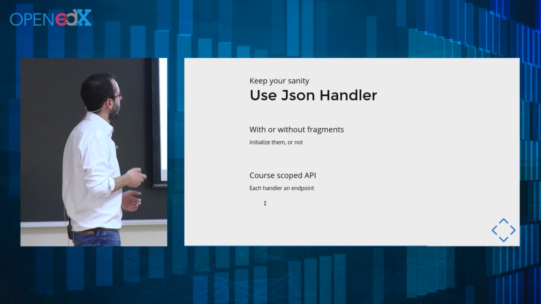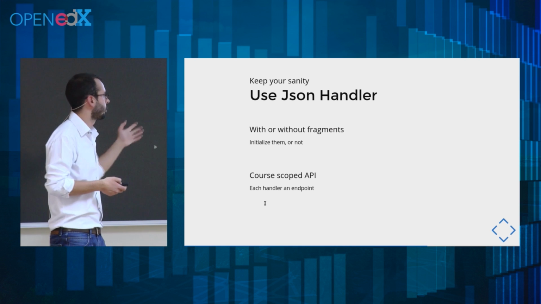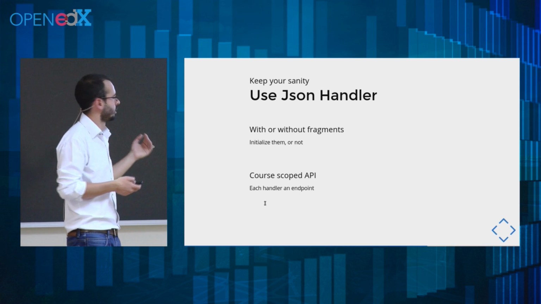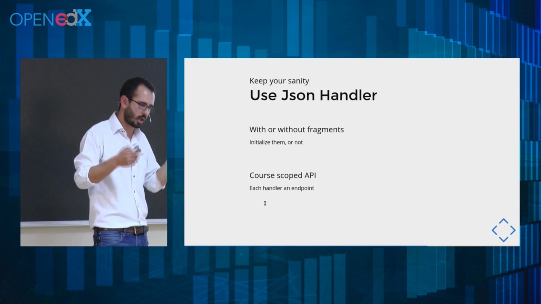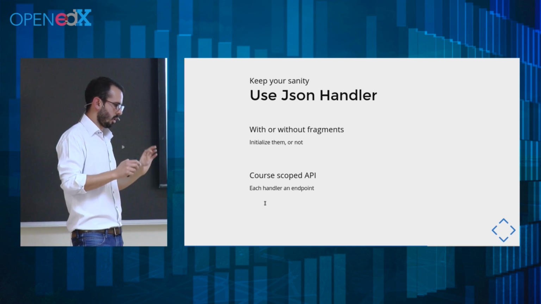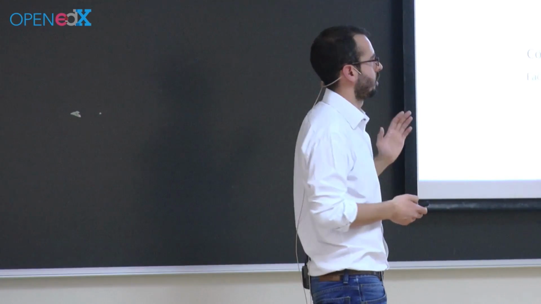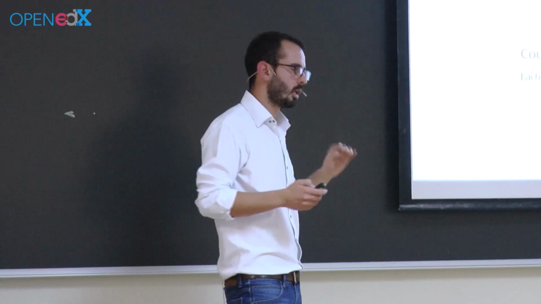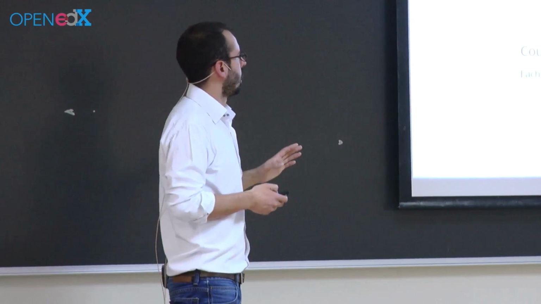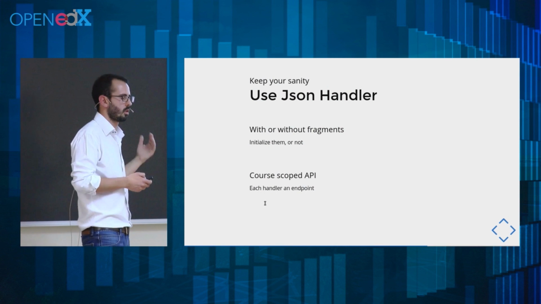Then use the JSON handler. Think of it as an API. It's a course-scoped API. It works with or without fragments. Doesn't matter. Initialize them, don't initialize them. Create a different application and keep your code in different modules that you can later on work with. It will keep your head with a lot fewer things to worry about. You can have as many JSON handlers as you want, so there is also no limit for this.